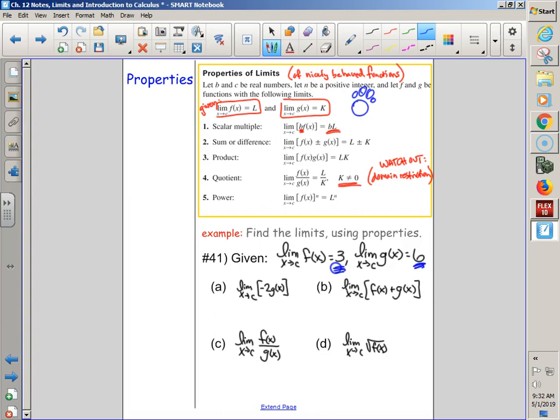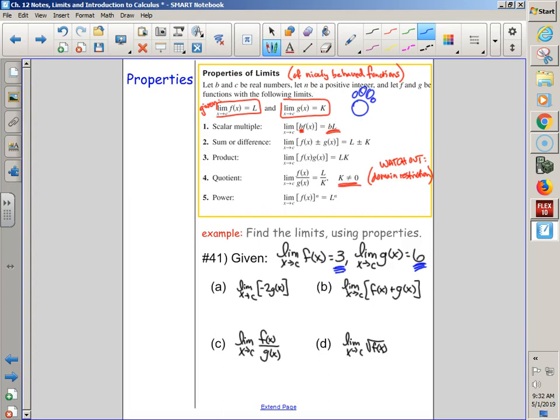It's going to 6. And if I said, fine, find the limit as x approaches c of negative 2g of x, you'd be like, I don't know who that is. But you do know this guy is going to be vertically stretched and flipped, and all the y's are going to get multiplied by negative 2.